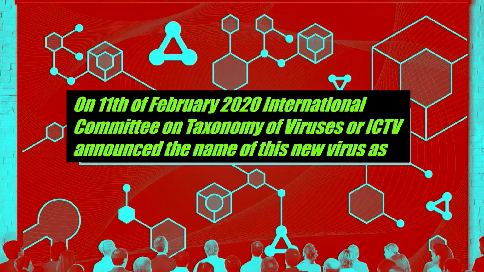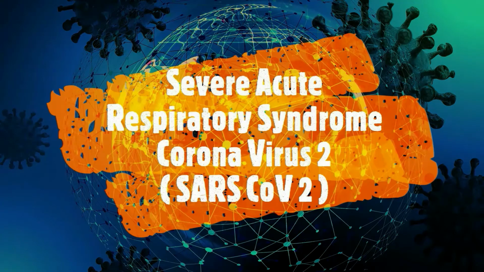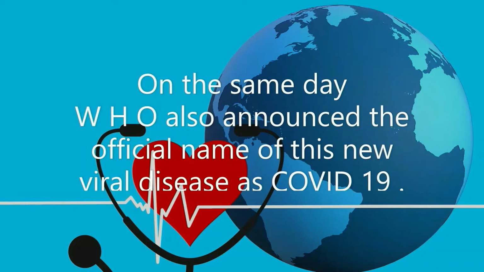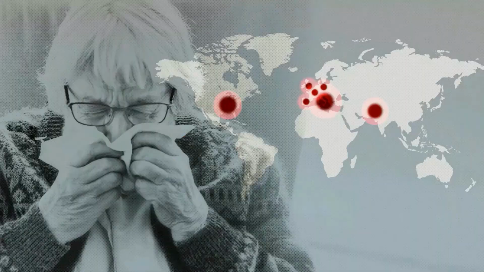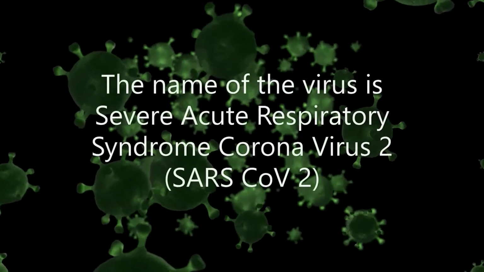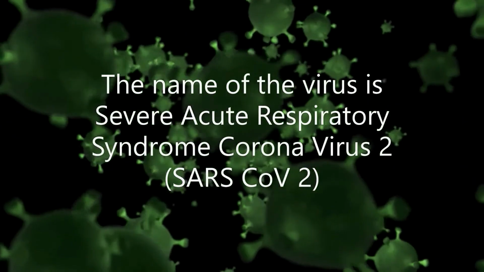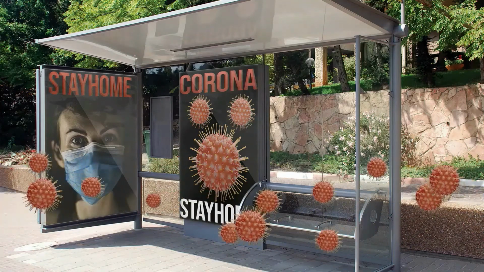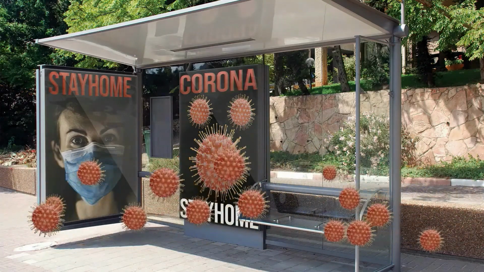On 11th of February 2020, the International Committee on Taxonomy of Viruses, or ICTV, announced the name of this new virus as Severe Acute Respiratory Syndrome Coronavirus 2. On the same day, WHO also announced the official name of this new viral disease as COVID-19. Therefore, the name of the disease is COVID-19, and the name of the virus is Severe Acute Respiratory Syndrome Coronavirus 2.